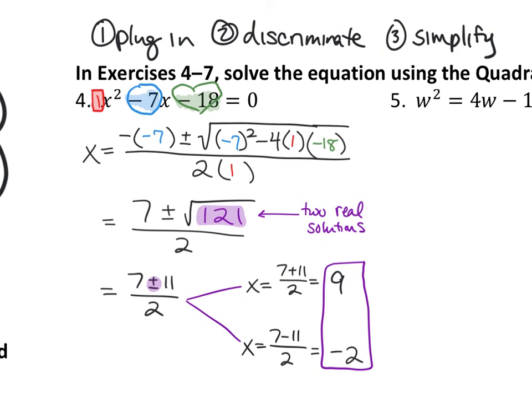So our steps again are plug in, do the discriminant, and then simplify. But the simplify step kind of changes from problem to problem depending on what type of number ends up underneath your square root. This one's pretty. We like this one.